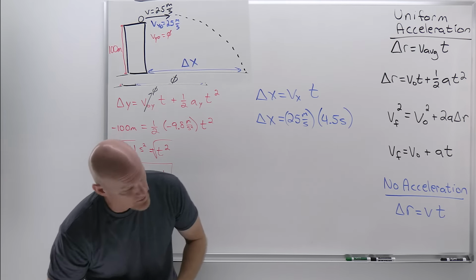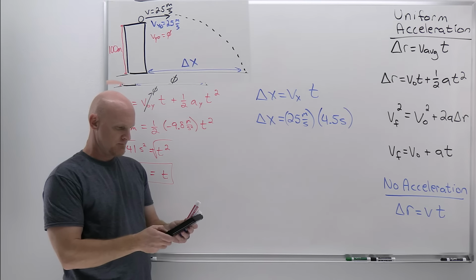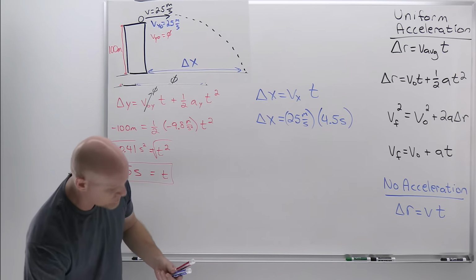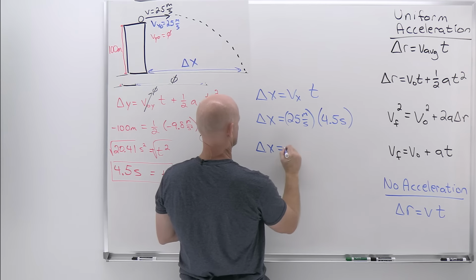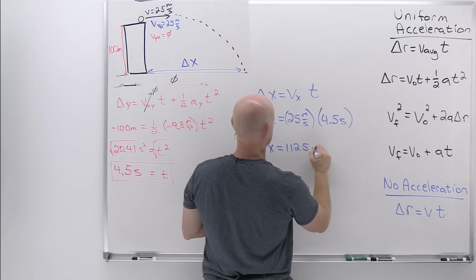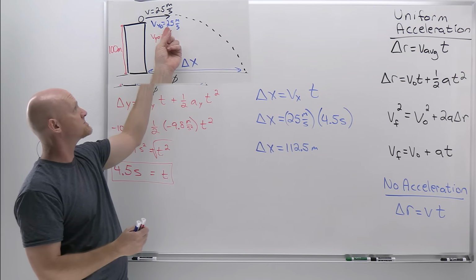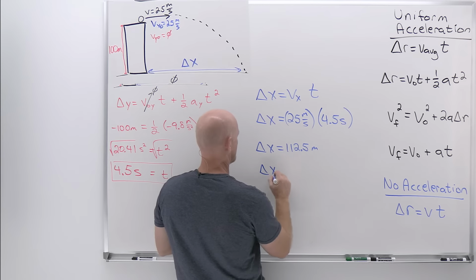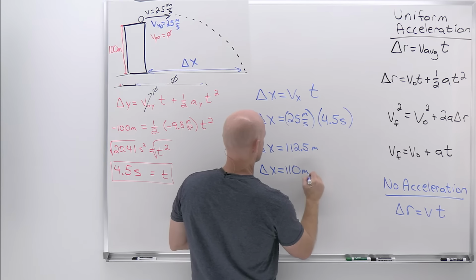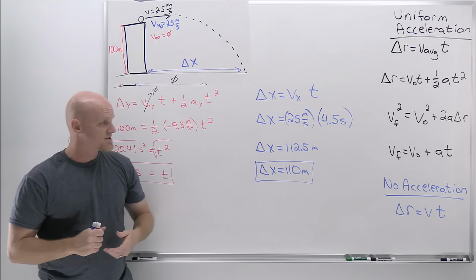And we can let our calculator go back to work for us. And we're going to get 112.5. In this case, if we look back at our input numbers, we're going to be limited by the 25 meters per second at 2 sig figs. And to round this to 2 sig figs, we'd round it down to 110 meters, expressed in the proper number of sig figs.